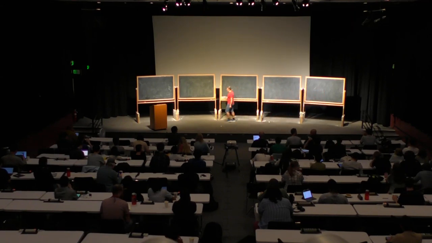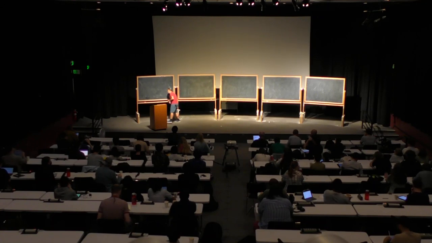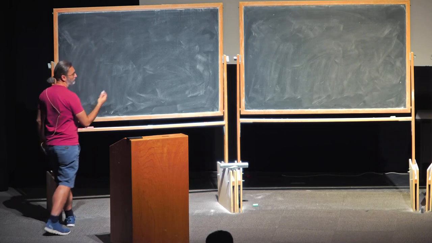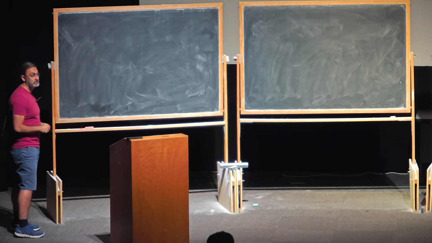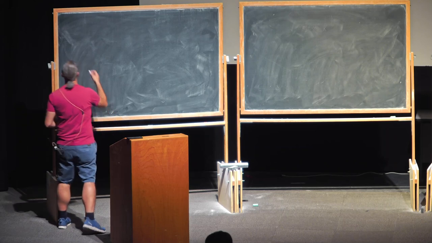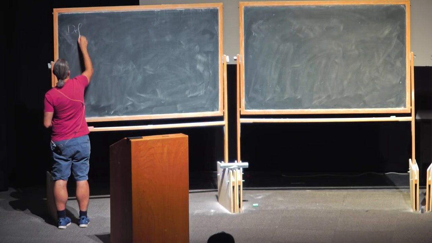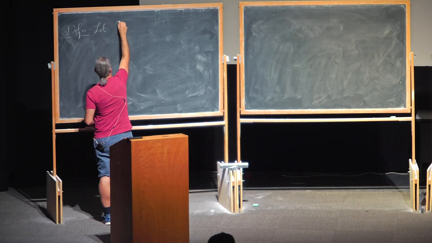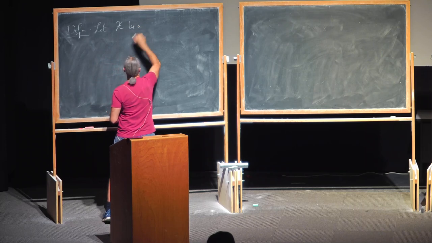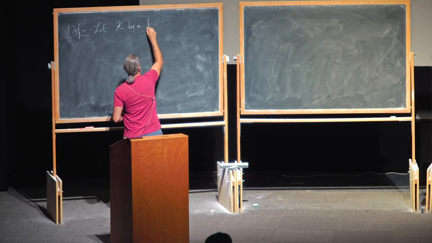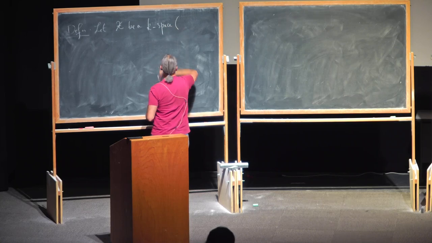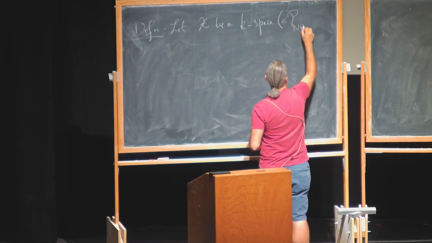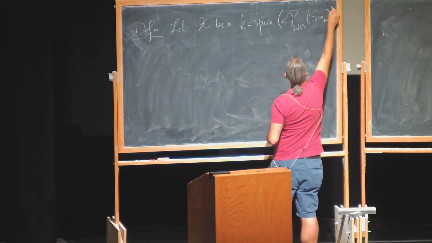So I would need to extend this also a little bit to the context of sheaves. Let me just do it in the case that you are interested in, namely Nisnevich sheaves on smooth varieties. So again, make a definition. Let now X, curly X, be a K-space, and remember this means that it's an object of the category of Nisnevich sheaves on smooth varieties.